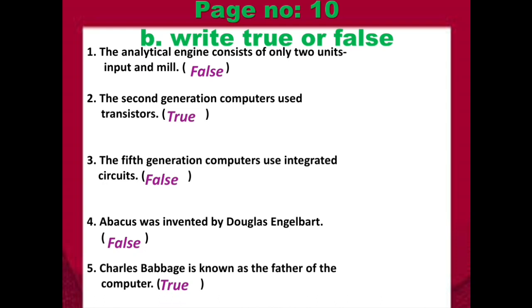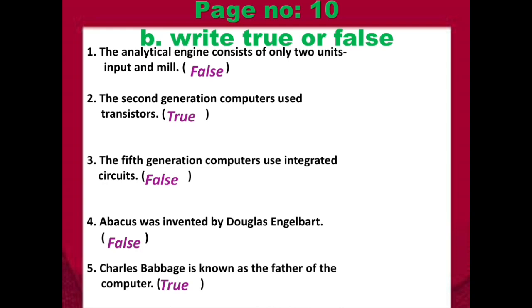The next one: Charles Babbage is known as the father of the computer. Yes, we know Charles Babbage is the father of computer, so the statement is true. See the first question: the analytical engine consists of only 2 units. I can ask like this: the analytical engine consists of 5 units. Now the statement is true. So you have to read the question properly, Kanna.